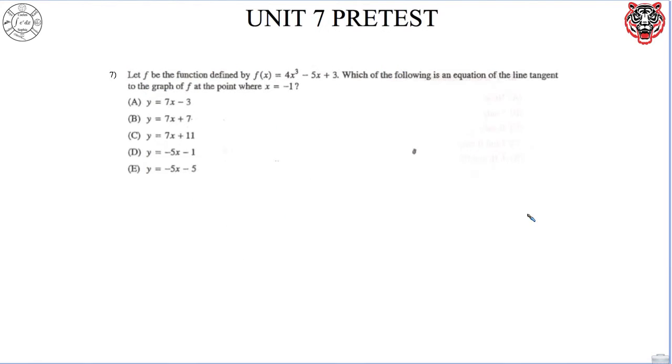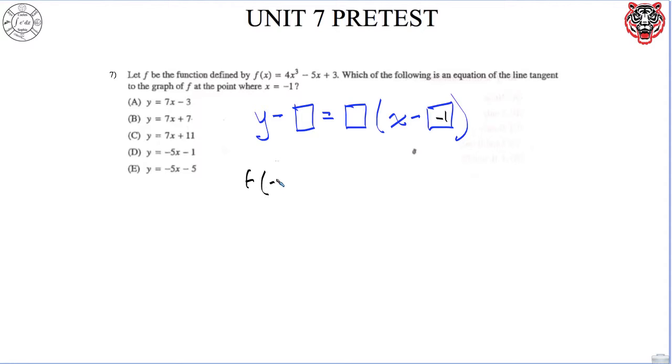All right, so let's move on to number 7. So we have this graph. Which of the following is an equation of the line tangent? So this is definitely where we want to do y minus the y coordinate is equal to the slope times x minus the x coordinate. All right, so what do we have here? The x coordinate is -1, and we need to find the y coordinate, so we plug that in. So I do f of -1. -1 cubed is -1, so that's going to be a -4. -1 times -5 is a +5 plus 3. That's 5 plus 3 is 8, minus 4 is 4. So I have a 4 for my y coordinate.